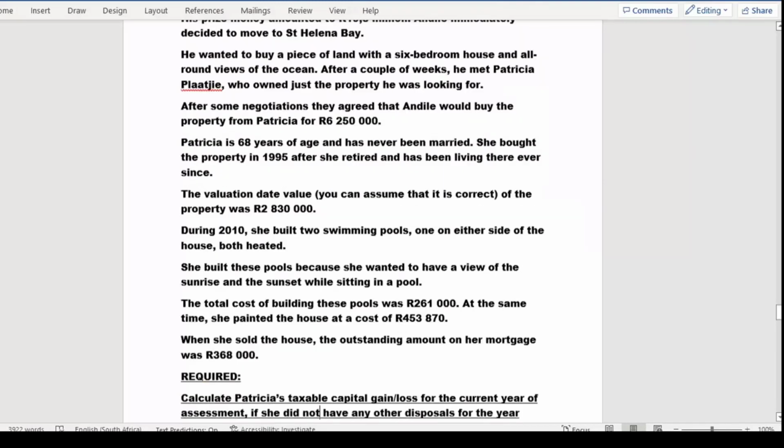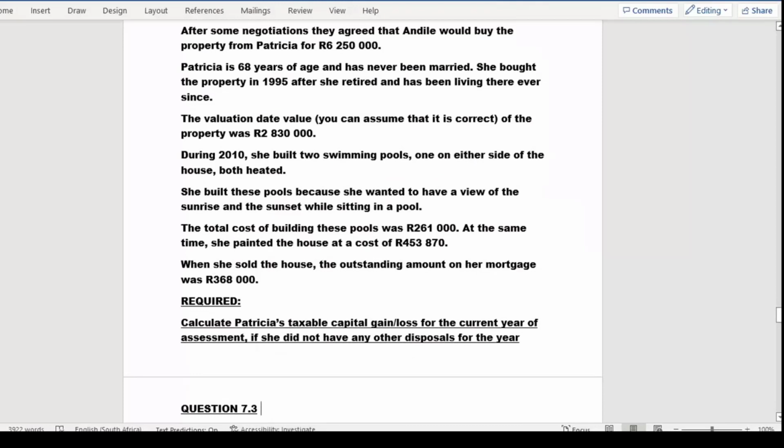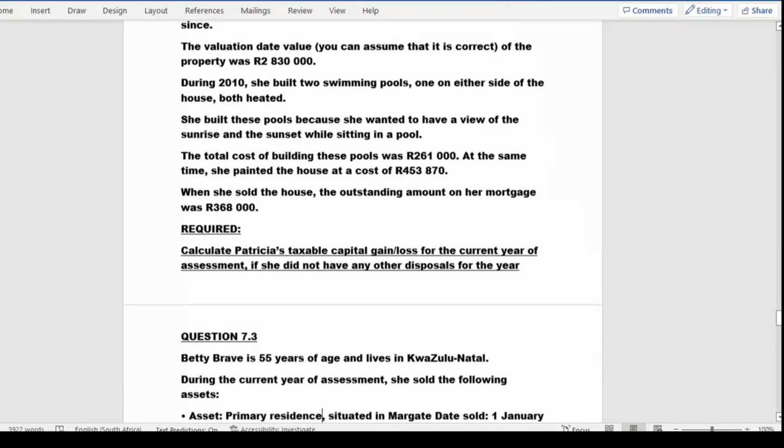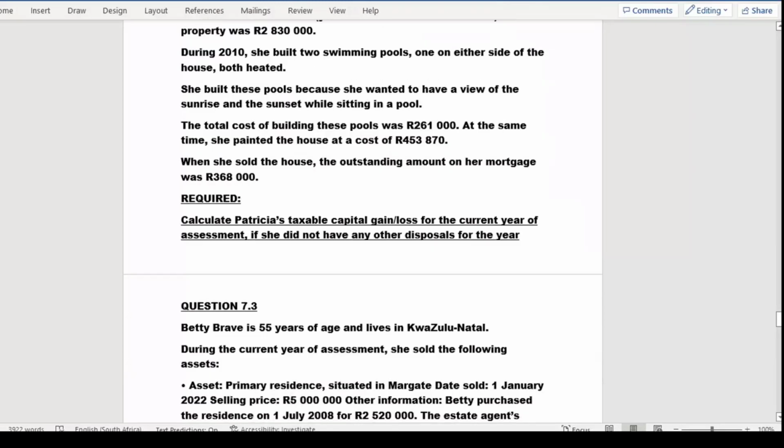The total cost of building these pools was 261,000 rand. At the same time, she painted the house for an amount of 453,870 rand. When she sold the house, the outstanding amount on her mortgage was 368,000 rand. Required: calculate Patricia's taxable capital gain or loss for the current year of assessment if she did not have any other disposals for the year.